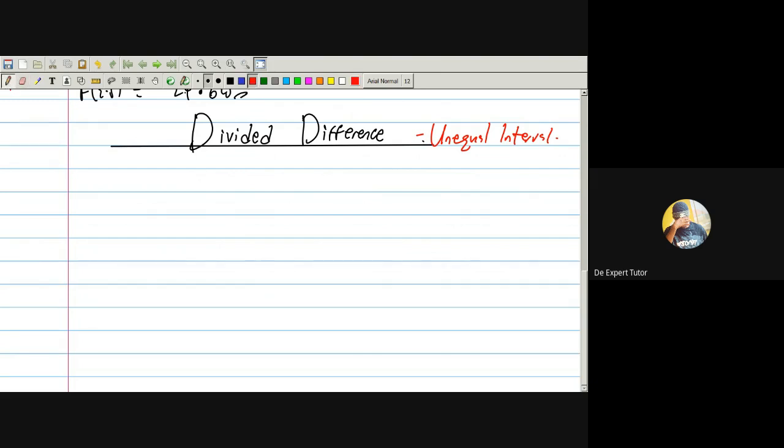Now, pay attention. Look at this pattern. If I say, what is the divided difference of x0, x1? What does that mean? Pay attention. It means f of x1 minus f of x0 divided by x1 minus x0. You see, this means the divided difference between x0 and x1. Are we together?